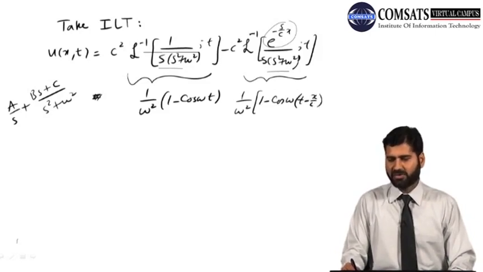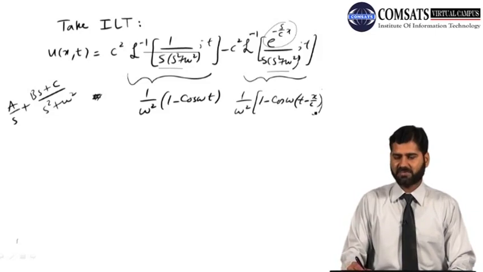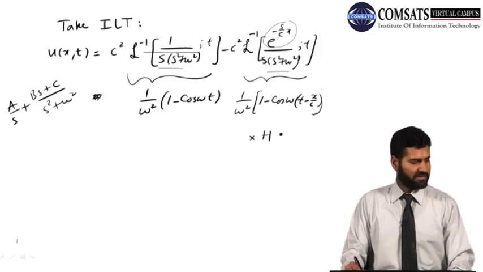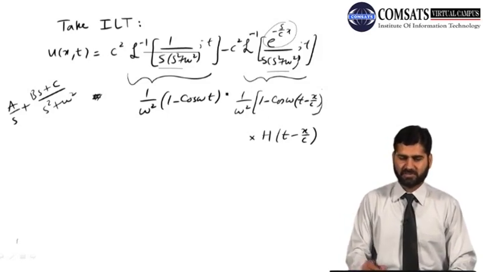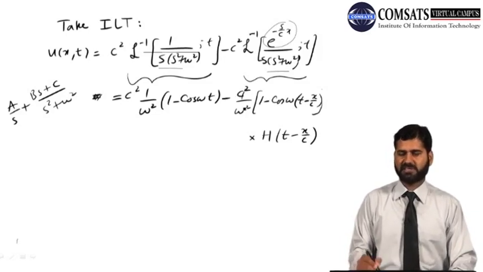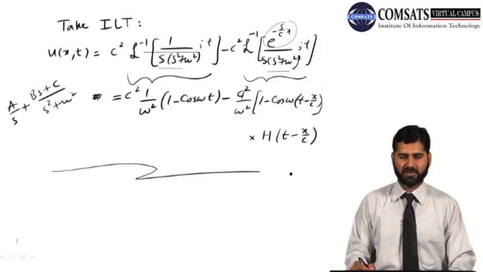But you know that when you shift your origin, this is the second shifting property, you multiply by the Heaviside function, which is at t minus x by c. So that's the Laplace inverse. So c square times this minus c square times this will be your solution. So this is your solution of the partial differential equation.